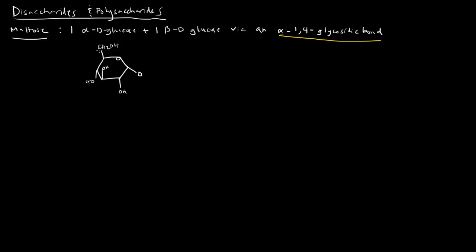So what is that getting at? If you remember numbering the carbons, 6, 5, 4, 3, 2, 1. In alpha 1,4, the 1 refers to carbon number 1 on the first molecule, the alpha D glucose, and the 4 refers to the second. If we call this molecule A and this molecule B, then this refers to A, and this refers to the connection on B. So when we draw the beta D glucose, it's going to be connected here like this.